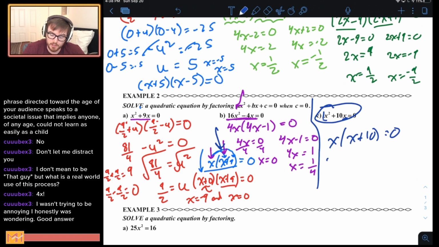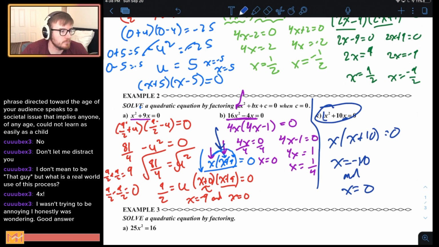So what are my two solutions? x equals 0 and x equals negative 10. Again, I'm trying to make a good habit for you guys. Please list them in order of small to big. Okay, it's just a good habit to form.